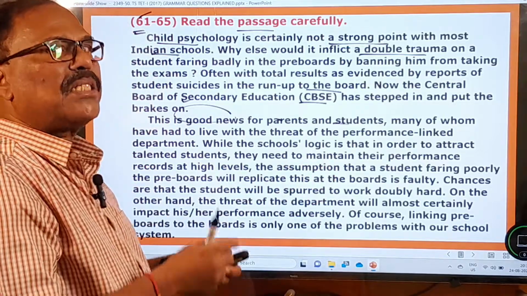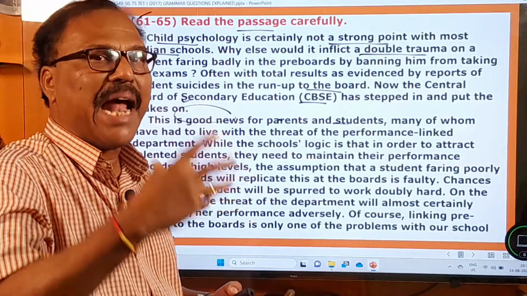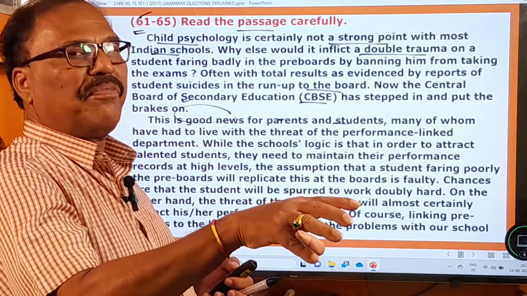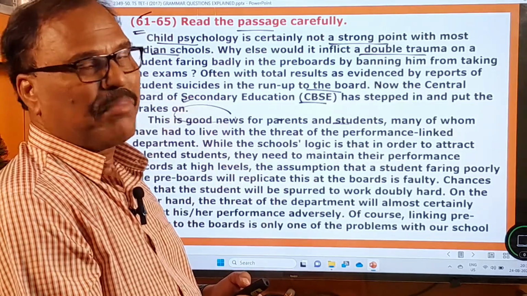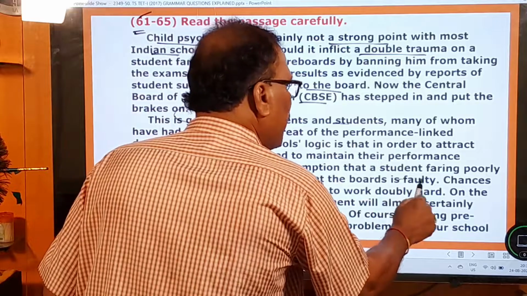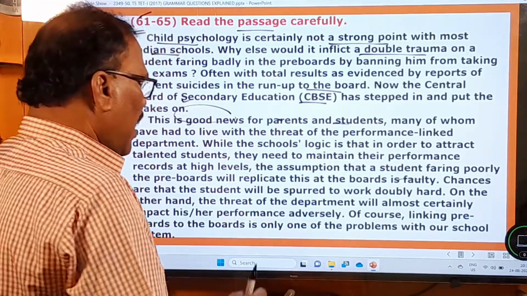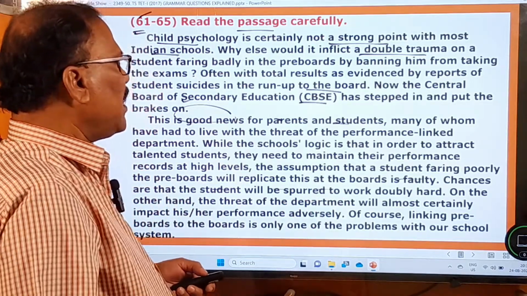So there is an assumption that whoever fares badly in the pre-final examinations will surely fare badly in the board examinations or final examinations. But in fact, it is faulty. It is a wrong assumption. Chances are that the student will be spurred to work doubly hard.